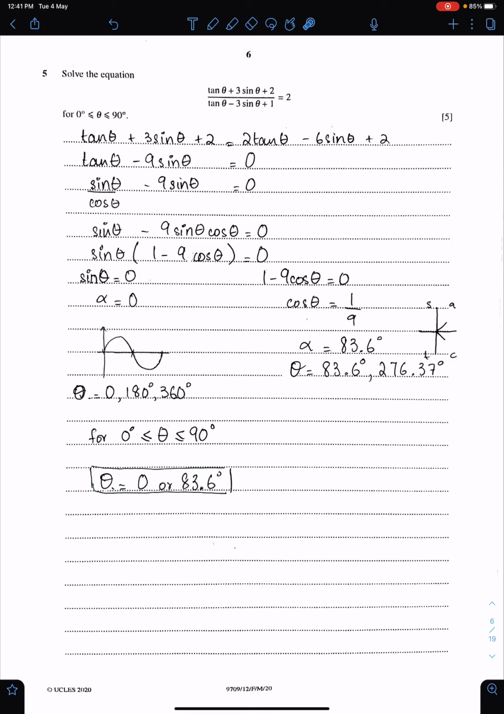Make sure you give your answer up to one decimal place. This is the non-exact answer, so it should be up to one decimal place. This is the exact answer. This is fine. Give non-exact answers up to one decimal place in degrees, and leave the exact answers as they are.